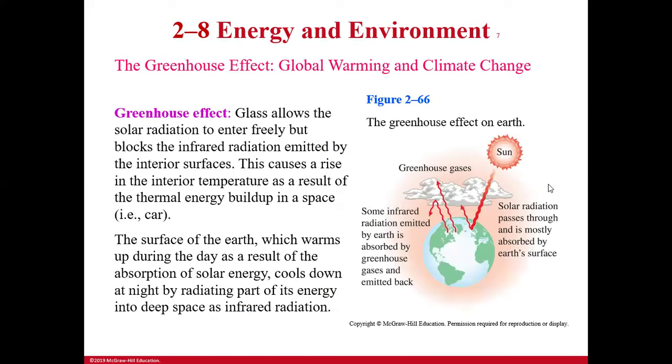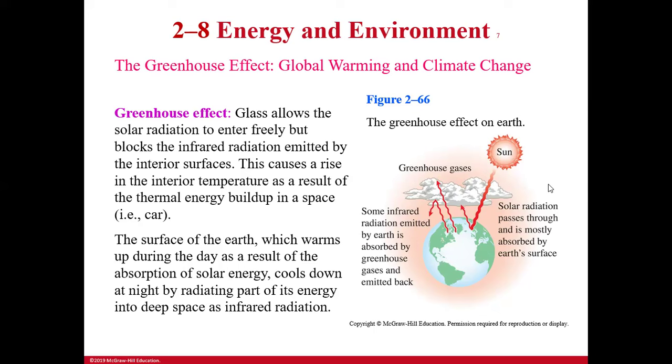Greenhouse effect. The gas allows the solar radiation to enter freely but blocks the infrared radiation emitted by interior surfaces. So what is happening? A layer of gases surrounds the earth. These gases come from burning of fossil fuels in power plants, burning of fossil fuels in our cars. They form a layer of greenhouse gases that lets the sun's radiation come in but will not let it escape.